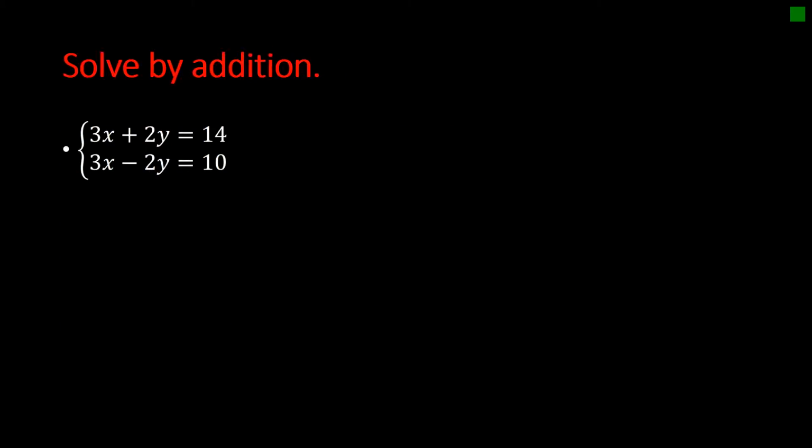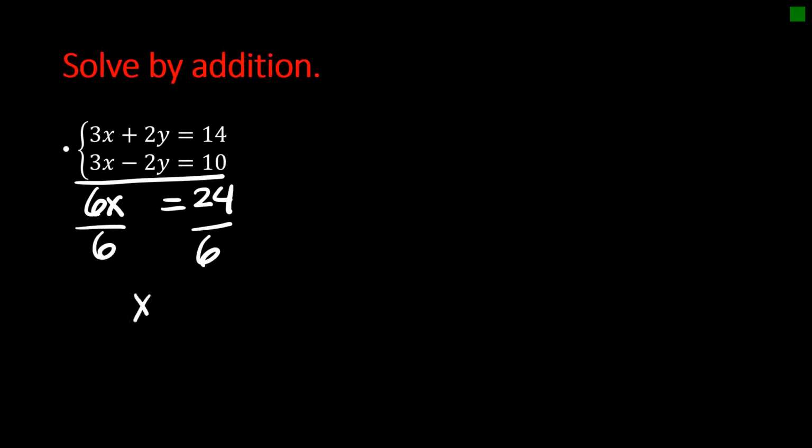So let's start off by looking at 3x plus 2y equals 14 and 3x minus 2y equals 10. This system is already written where the equations are in the form ax plus by equals c, and it's already set up such that when I add these equations together, one of the variables goes away. So here, I don't have to multiply an equation by a constant. So let's solve. If I divide by 6, x is going to equal 4.